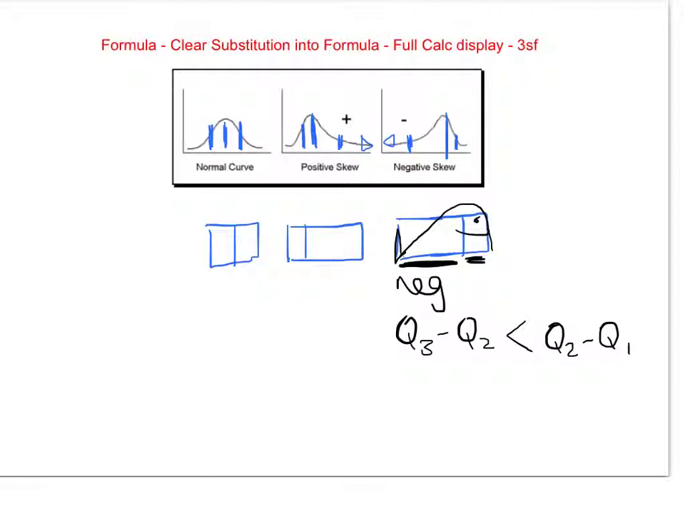This normal distribution, that's not even a whale. Q3 minus Q2 equals Q2 minus Q1. This distance is the same as this distance. That's not a whale at all. It's more of a hill.